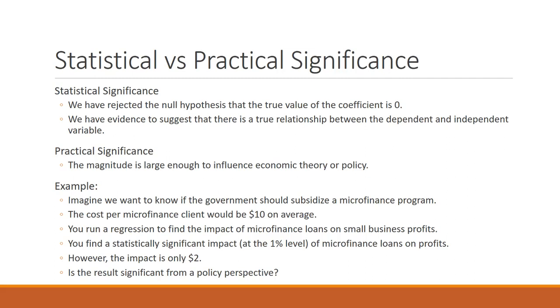All right. So with the subsidy, we run a regression to find the impact of microfinance loans on small business profits. Or I really should say the relationship. What's the relationship between having a microfinance loan and a small business's profits? And we find a statistically significant effect at the 1% level. Very statistically significant, that microfinance loans increase profits. So we find a very statistically significant result that having a microfinance loan is related to increased profits for small businesses. Now, just from that result, we might say, all right, done. Good. Excellent. Policy recommendation, subsidize those microfinance loans.